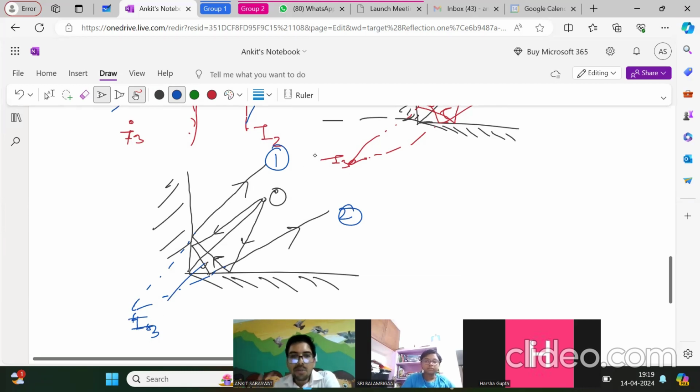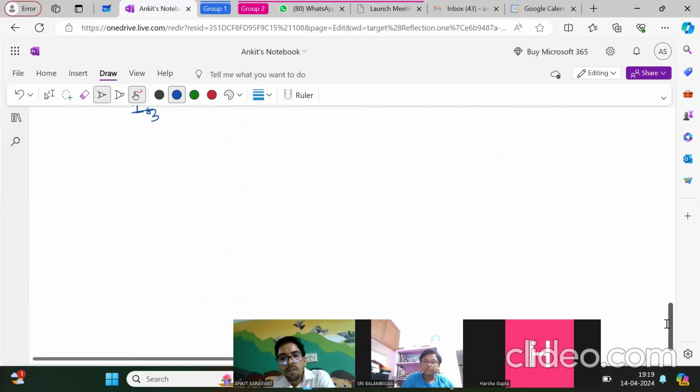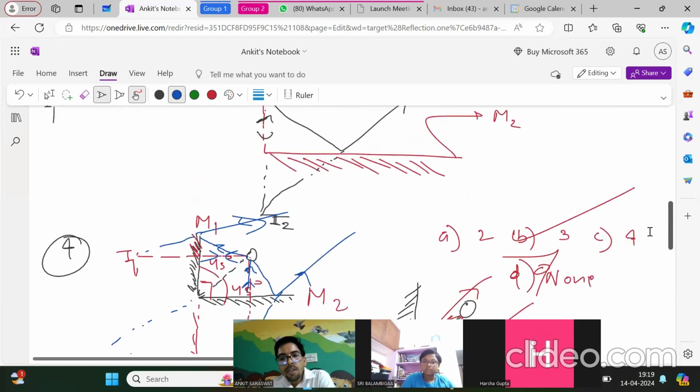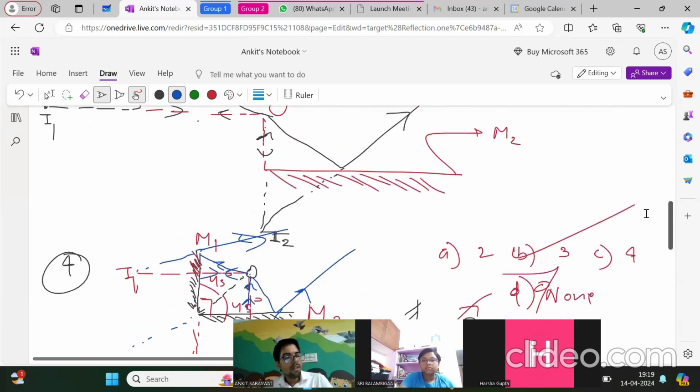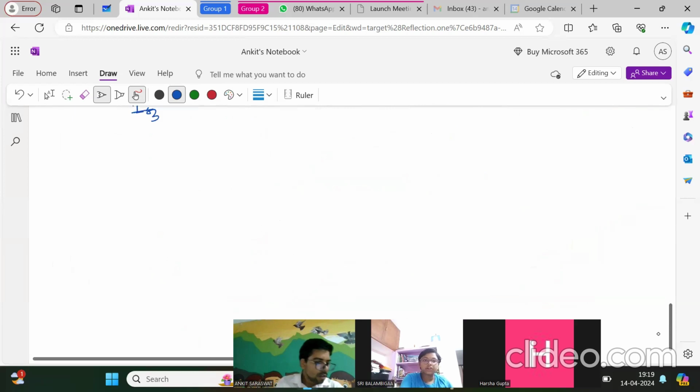So these questions are very, very important. Everyone is saying only two images will be formed. But actually how many images are formed? 3. But don't worry, I will give you one trick. With the help of that, you can easily calculate the number of images. Clear? Any doubt? No doubt, sir. Now write one concept.